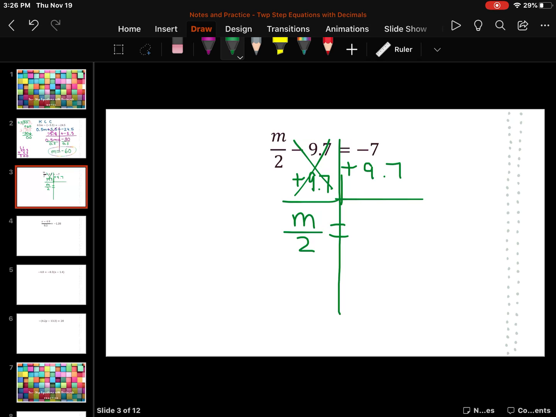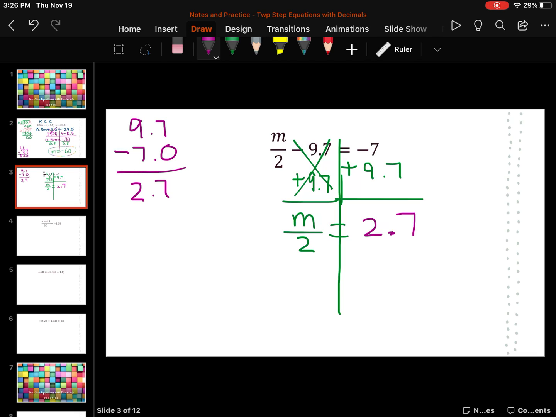Now it's a negative 7 plus a positive 9.7. So they are different signs, I need to subtract. So off to the side, 9.7 minus 7.0, because we need to line up our decimals. We should get 2.7. The sign of my bigger number was a positive, so it's going to be positive 2.7.